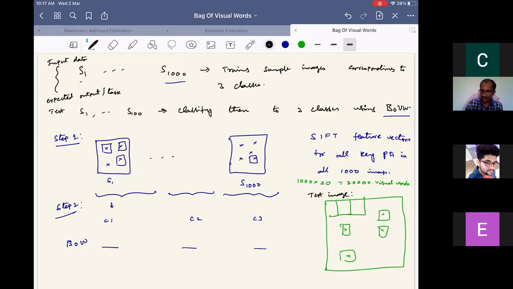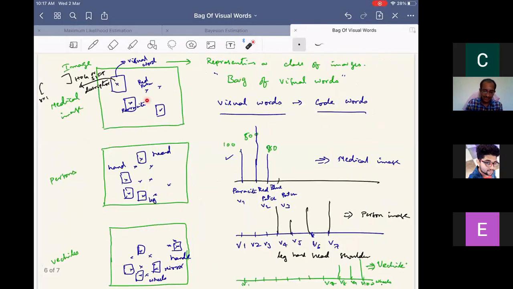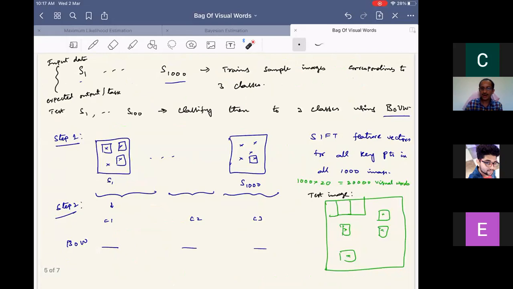You have all the SIFT features now. So the first step is to extract all SIFT visual words. These are all the visual words, as you can see here. Okay, these are all the visual words we have now. Then what is the next step? We need to have representatives for class 1, class 2, class 3, right? How do we get that? How do you think we will get that? Any idea?